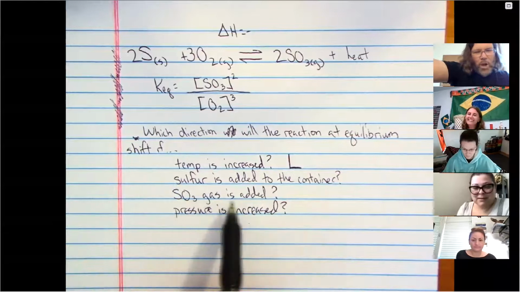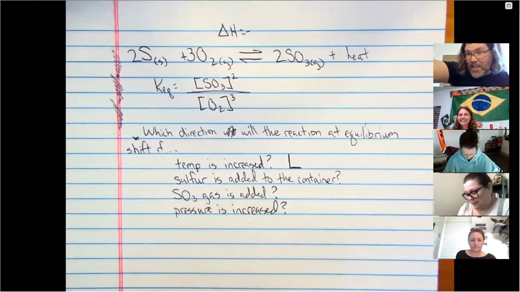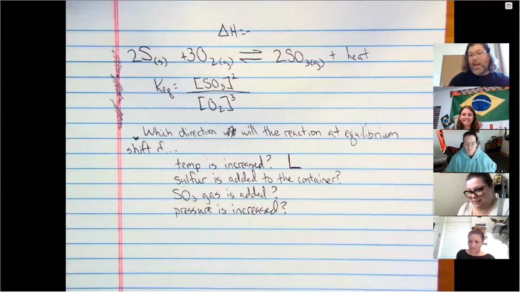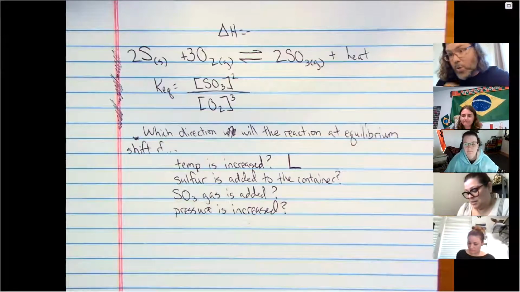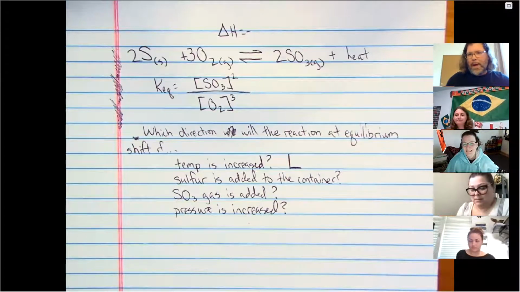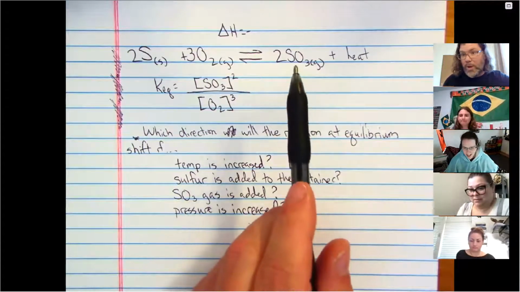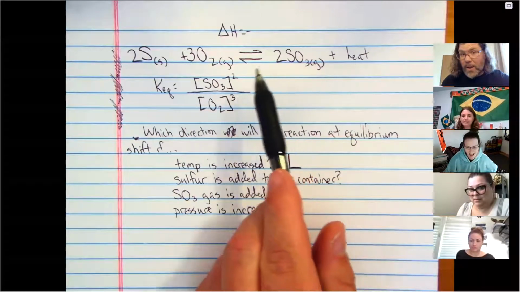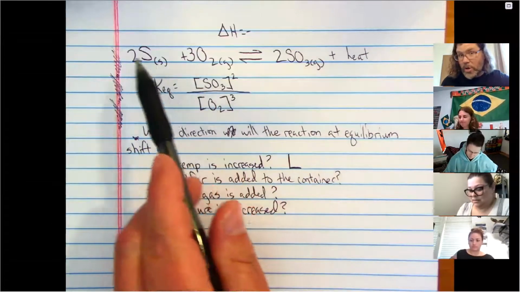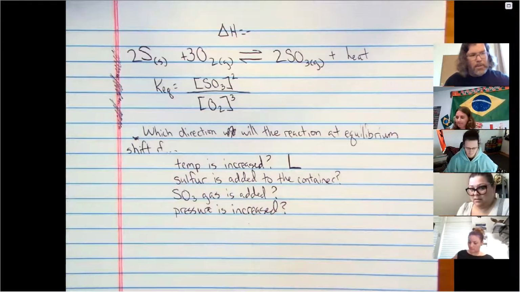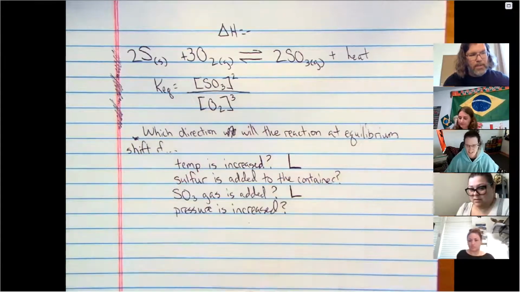Okay, SO3 gas is added into the container. Which direction is the reaction going to shift? Remember, whenever you get stuck, state Le Chatelier's principle to help you. If the disturbance is that more SO3 is put into the container, the reaction is going to try to do the opposite. It's going to try to get rid of SO3. How can this reaction get rid of SO3? It can get rid of it by shifting to the left to turn it back into reactants.